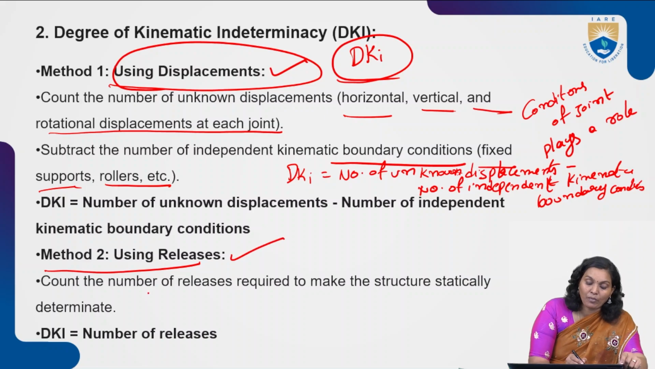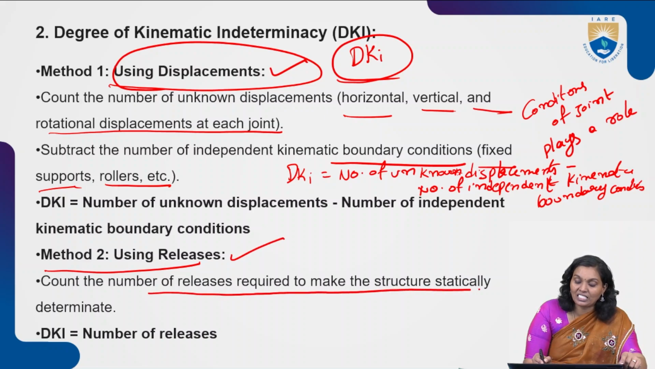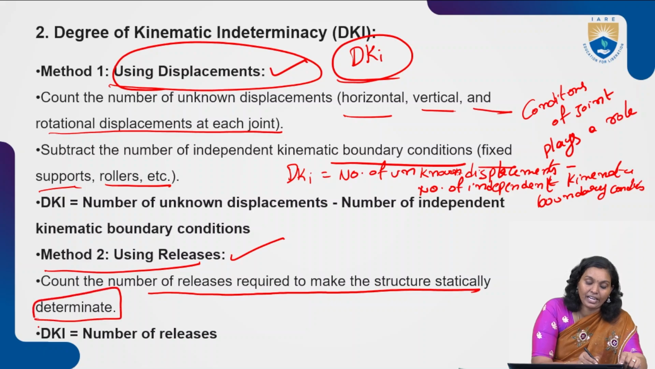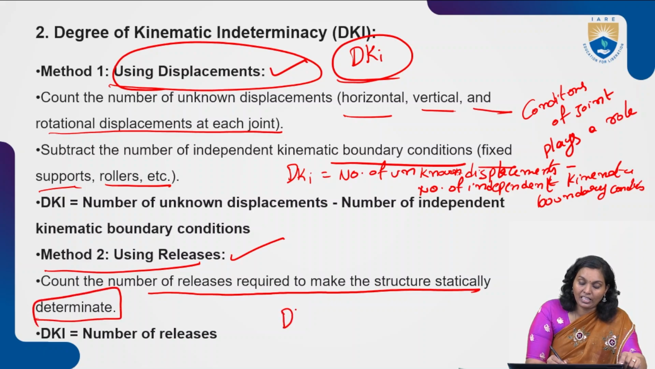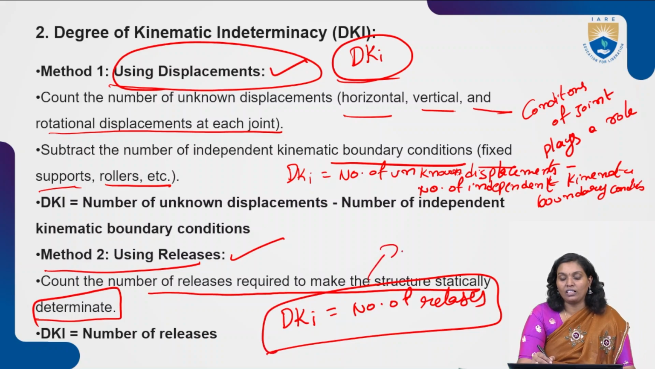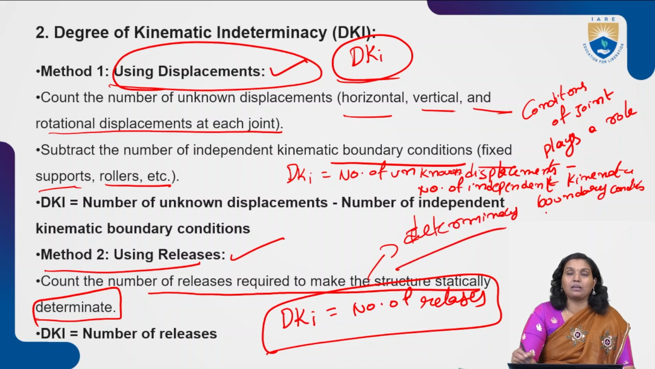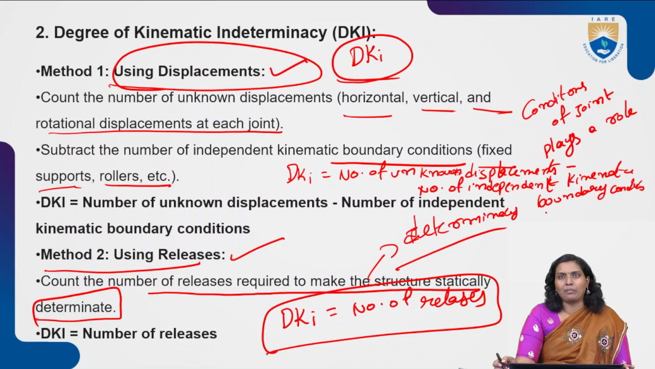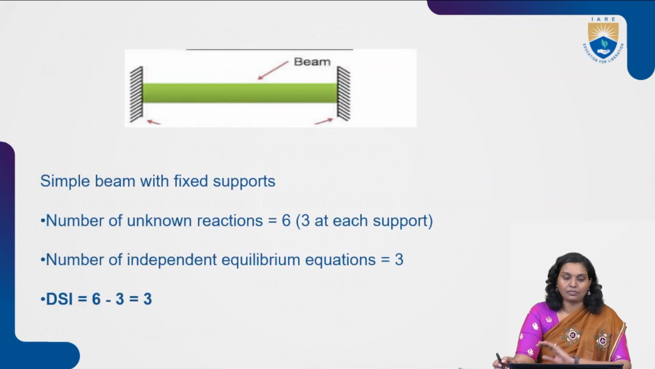Count the number of releases required to make the structure statically determinate. The degree of kinematic indeterminacy is equal to the number of releases. How many releases are required to reach static determinacy, that is nothing but the degree of kinematic indeterminacy.